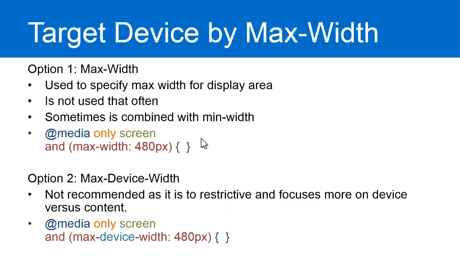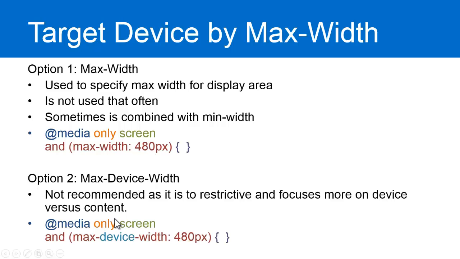So to target a device by max width, what you would do in your CSS file is basically have your @media only screen, and then have your max width at a certain amount. So it could be 320px, 1024. This is basically saying that when a device hits a max width of 480, then display everything up until 480 pixels. And again, this was something you could use mainly on desktops, where you work from the large screen down.